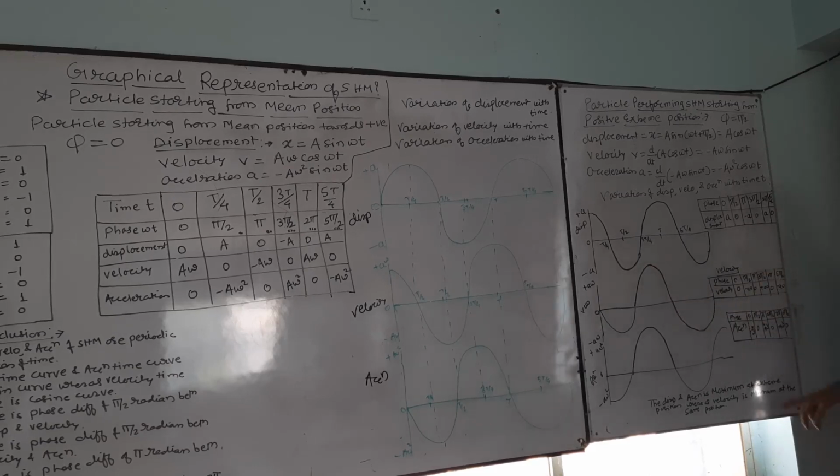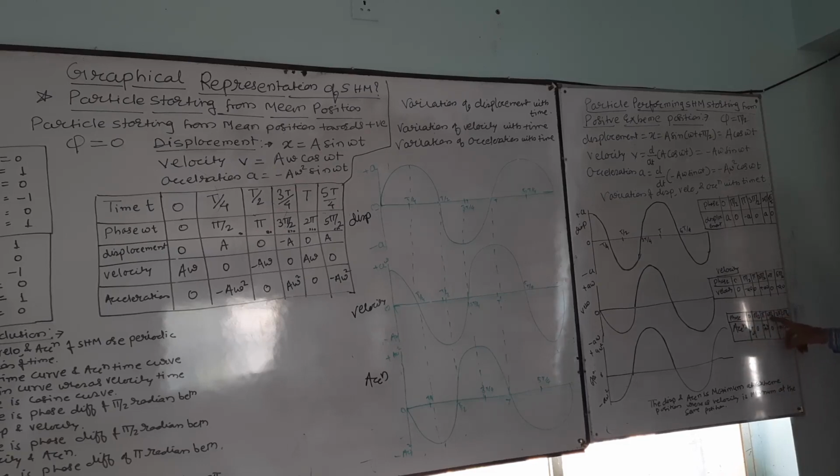And finally acceleration, the variation of acceleration with time t. Phase is 0, pi by 2, pi, 3 pi by 2, twice pi and 5 pi by 2. The equation for acceleration is minus a omega square cos of omega t. Substitute the value for cos of omega t.